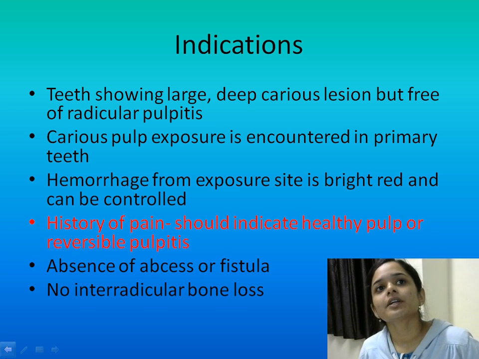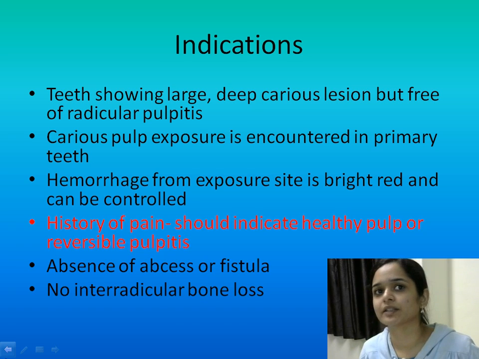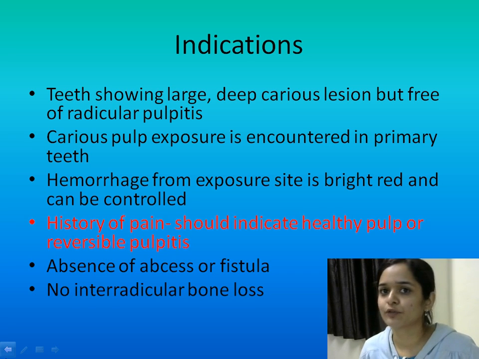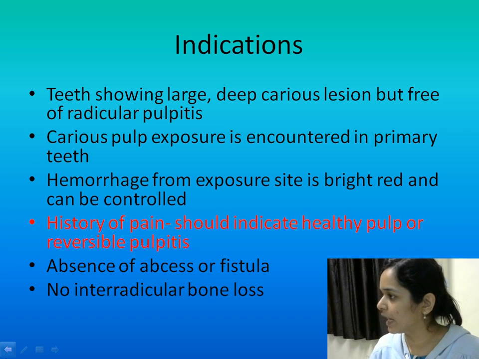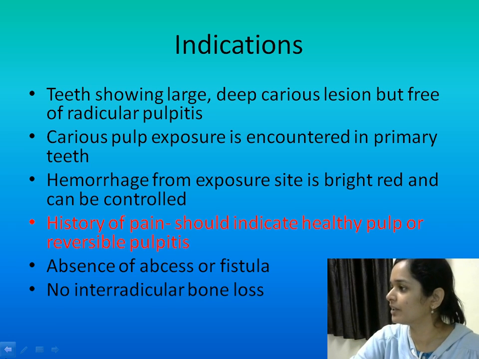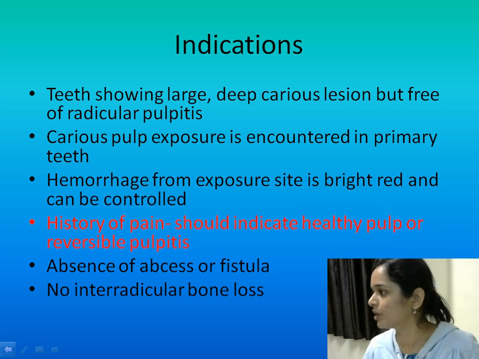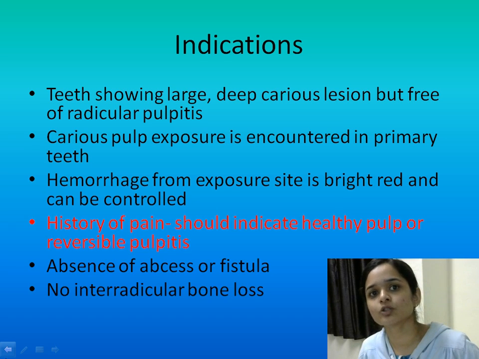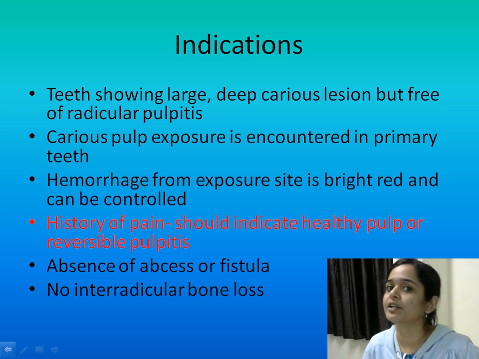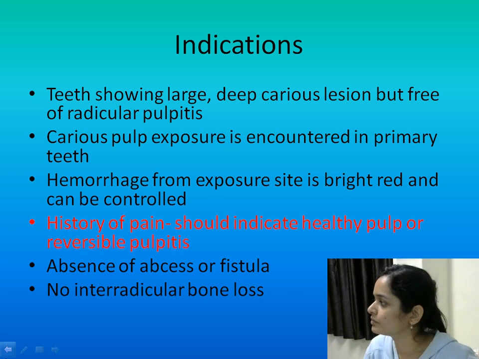History of pain should indicate healthy pulp or reversible pulpitis. Like I said, the patient should not give a history of night pain and spontaneous pain. Absence of abscess or fistula. If you can frankly see any abscess or fistula or any draining sinus, you already know that, let alone the radicular pulp, it has reached the periapical tissue. So you will definitely not do a pulpotomy. So absence of abscess or fistula should be there, and no interradicular bone loss radiographically.